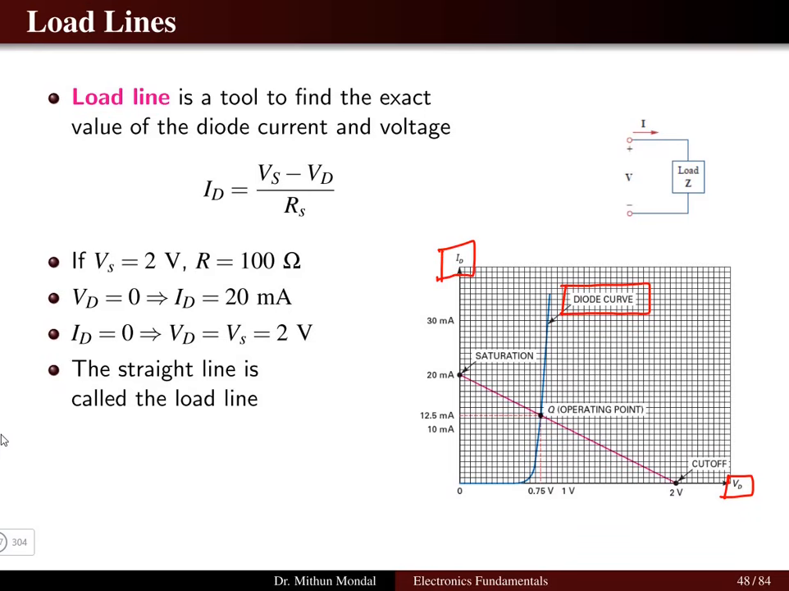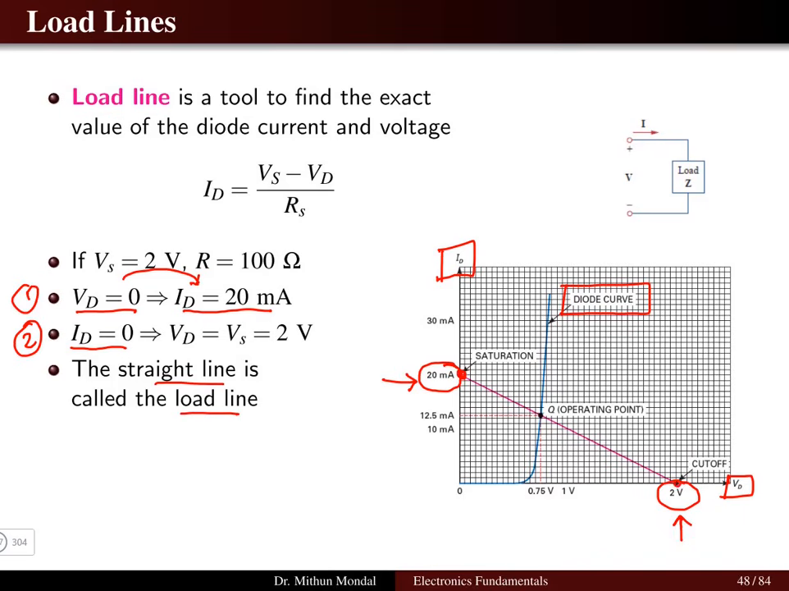Now the two cases that we have taken, case number 1 and case number 2: the diode voltage is 0 when the diode current is 20 milliampere, and the diode current is 0 only when we get the diode voltage as 2 volt. So these 2 points are very important for obtaining a straight line, which is known as the load line. We know that if we get 2 points we can draw a line.